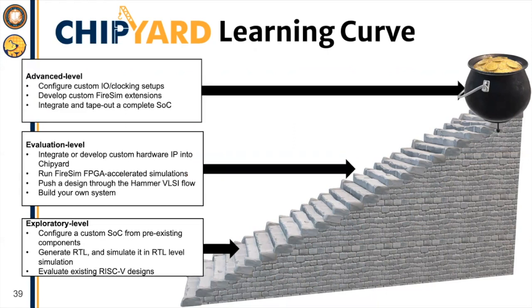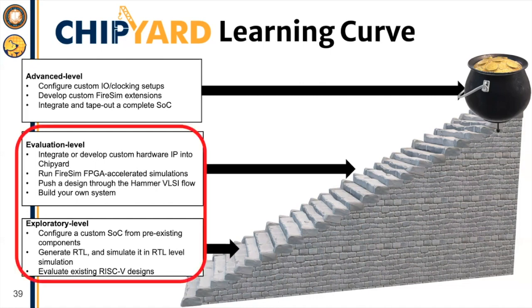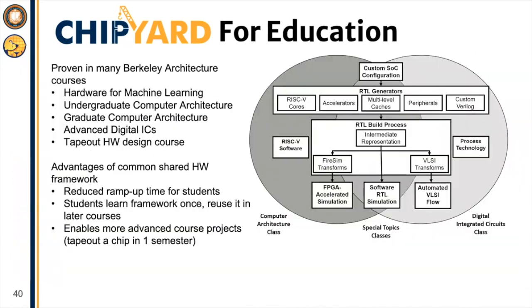Really, the pot of gold at the end, which we think is the really cool thing that all of this builds up to, is that once you know how all these components work, you can do really advanced custom things like developing new I/O models for FireSim, or even taping out the complete SoC and getting actual silicon back and bringing that up. So unfortunately, in this tutorial, we'll mostly stay in the bottom two levels here. But at least in our own research, we try to get to the highest point as much as we can.